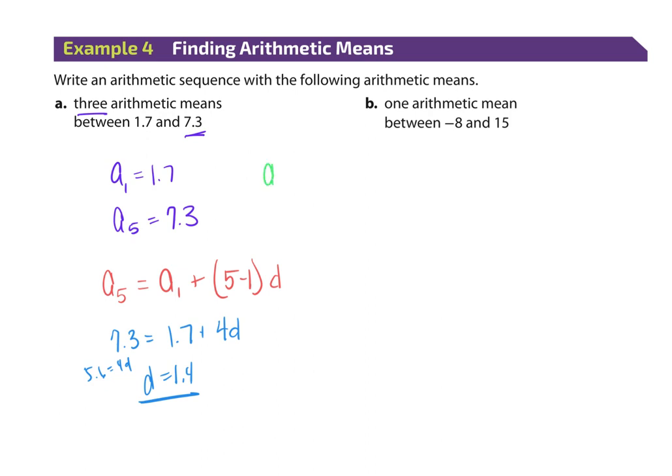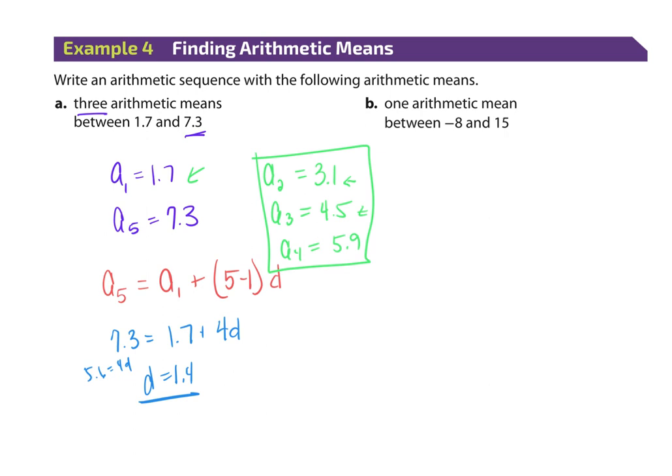So if I want to find A sub 2, I'm going to add 1.4 to him. That's going to be 3.1. A sub 3, I'm going to add 1.4 to this one. That's going to be 4.5. A sub 4, I'm going to add 1.4 to that one. That's going to be 5.9. Those are my 3 means, or my 3 numbers in between the ones they gave me.